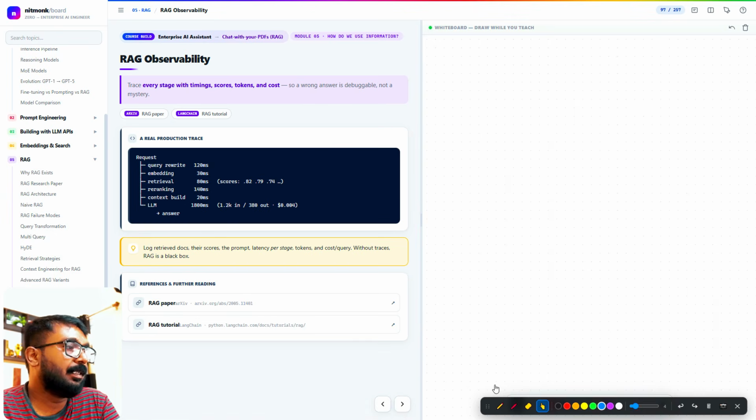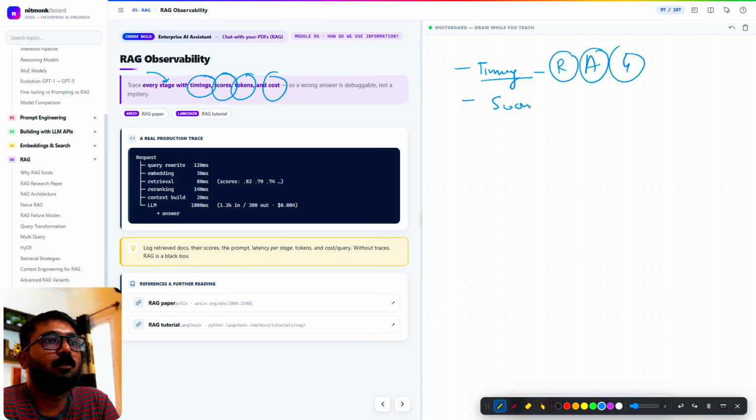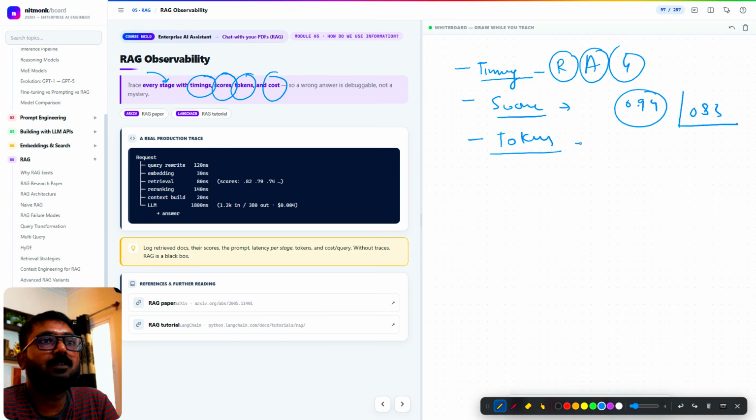Then there comes observability, where you try to observe and trace every stage with timings, scores, tokens, and costs. So you remember timings, right? How much time it takes to retrieve, augment, and generate. That is timing. There is a score, how similar, like 0.98, 0.83, something like that. Tokens, how tokens are being used in terms of retrieval, or even in terms of indexing.